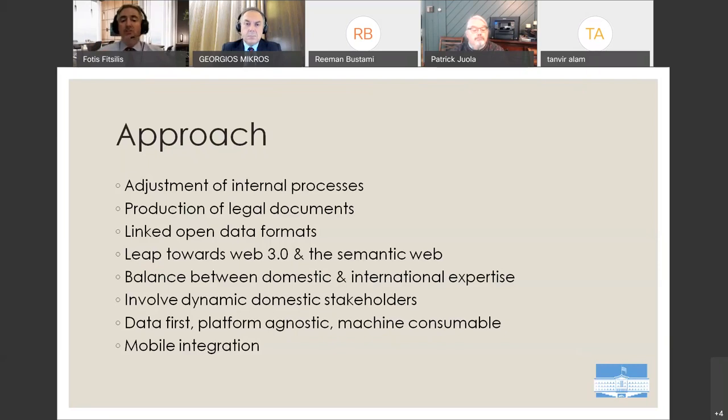But while we are doing this, we need to be very careful, since the Middle East is formed by numerous states and forms a pretty much unique, as Professor Mikros already mentioned, universum within the world. We don't want this transformation to happen exclusively with outsourced experience and technology. What we need to do here is to find the proper balance between international expertise and domestic expertise. We need to involve the dynamic domestic stakeholders, and Qatar especially has a very dynamic young group of people that are able to handle these new technologies.